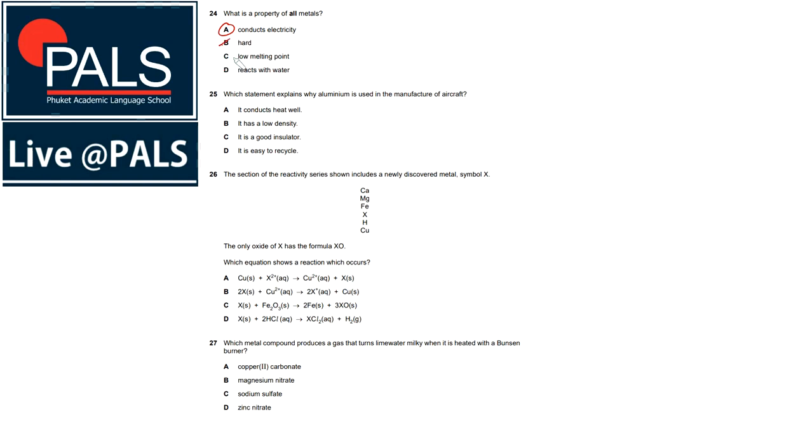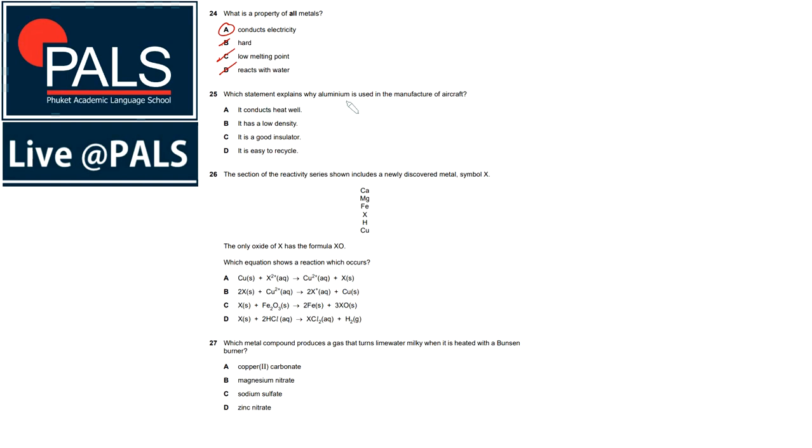Low melting points. Then again, group 1 metals have relatively low melting points, yes, but something like a transition metal has an extremely high melting point. And most metals react with water, but not the unreactive metals, such as silver, gold, platinum, or copper.